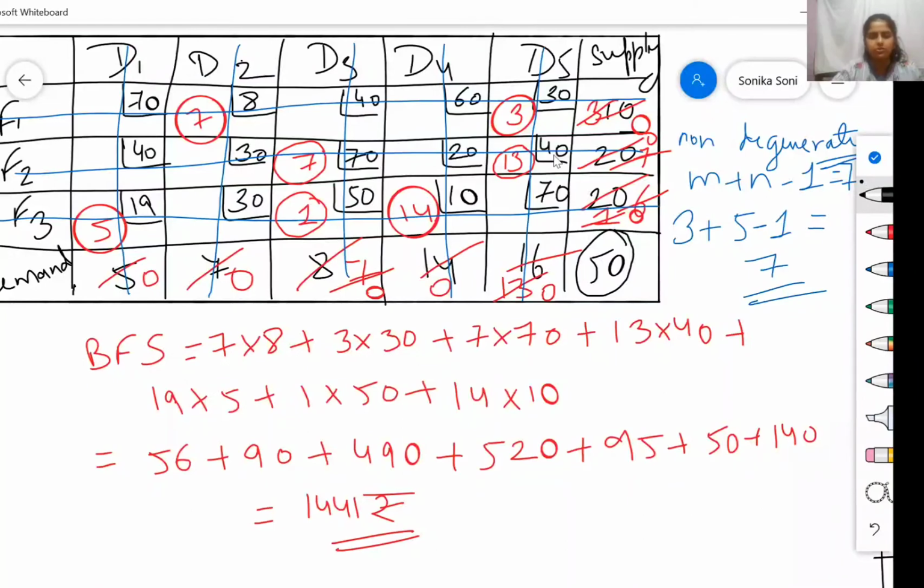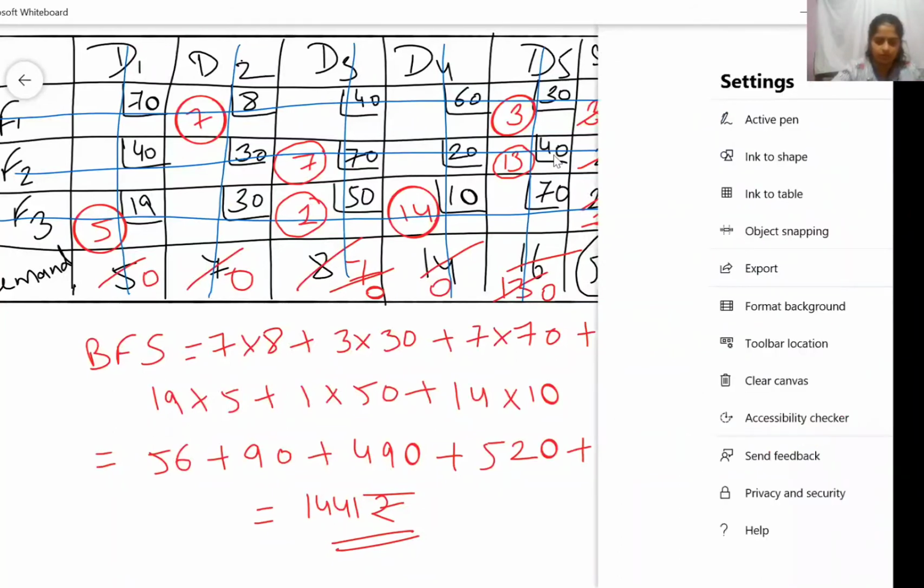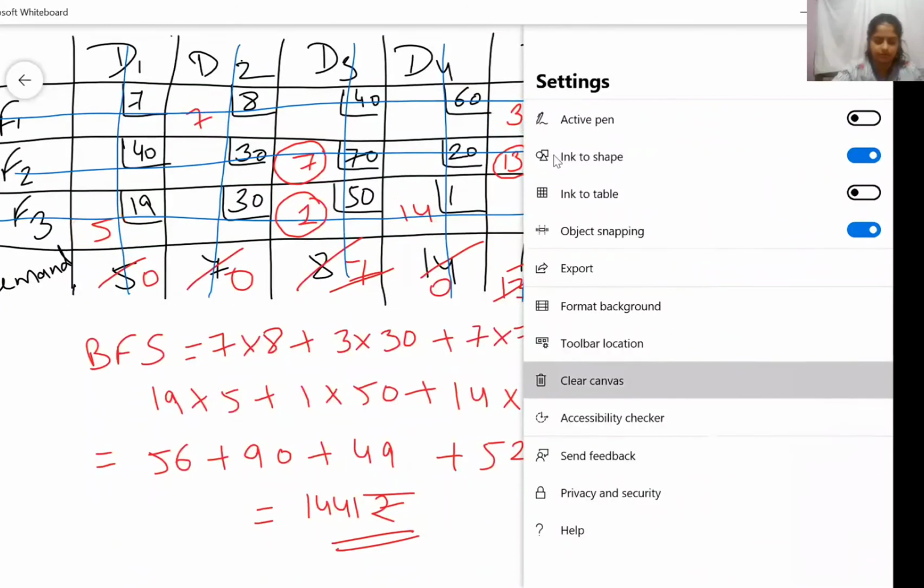Now we finished two types of sums, which are the LCM method and NWCM method, northwest corner and least cost method. Now the third type will be Vogel's approximation method, which is VAM, Vogel's approximation method. Now, how we go about that is, we have VAM.